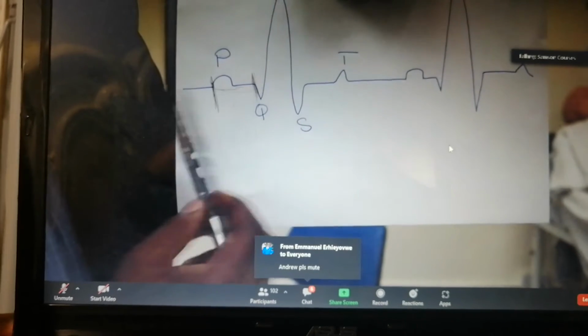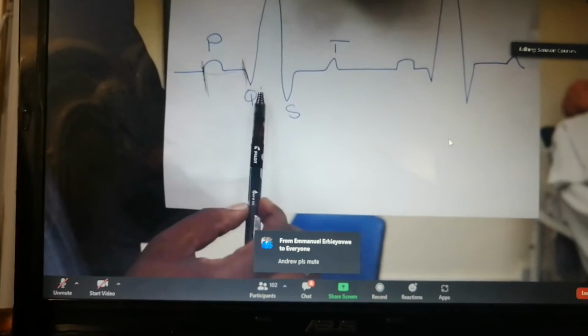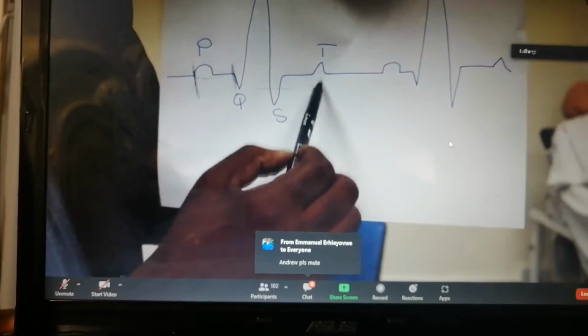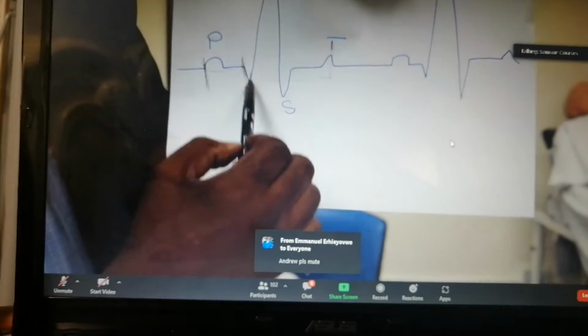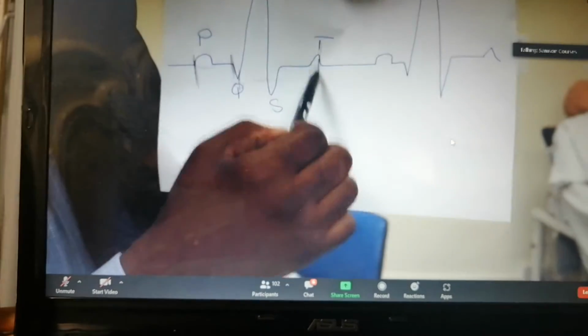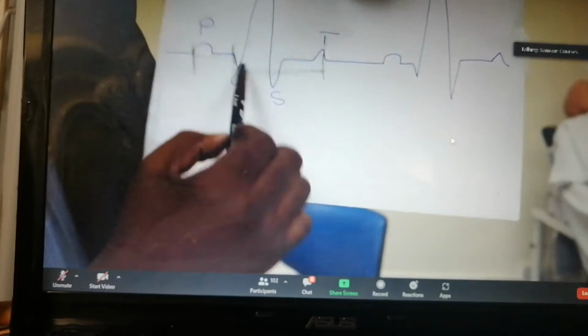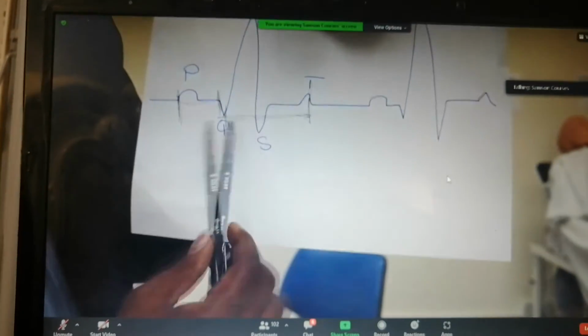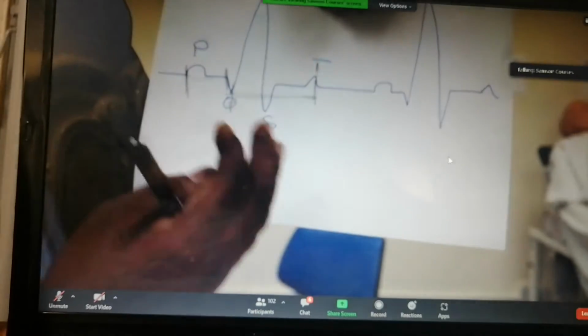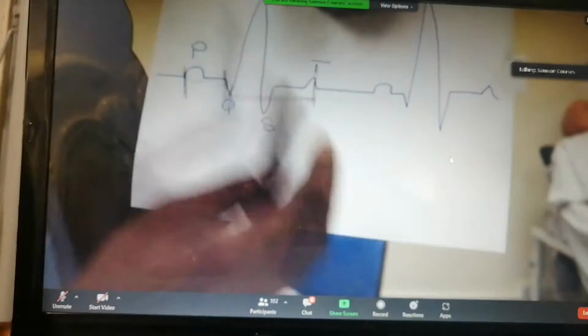Then the other distance we need to be looking at is obviously the QT interval, from the beginning of the Q wave to the end of the T wave. Now this interval is the time taken for the ventricles to contract, which is called depolarization, including repolarization.